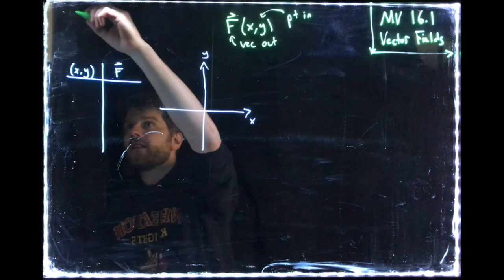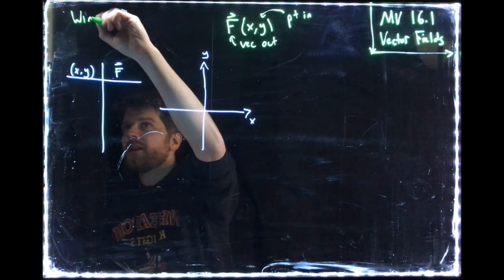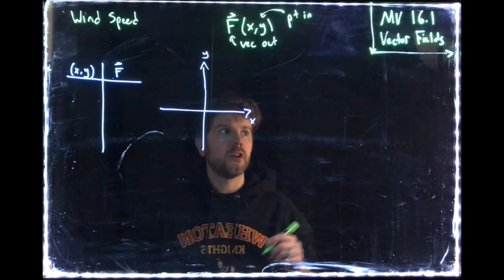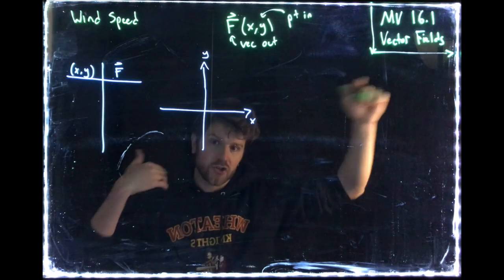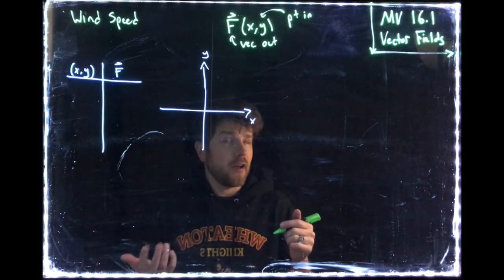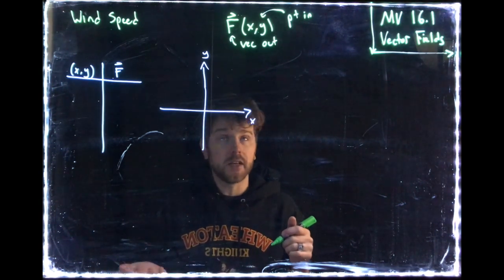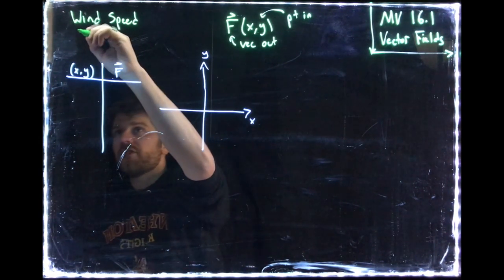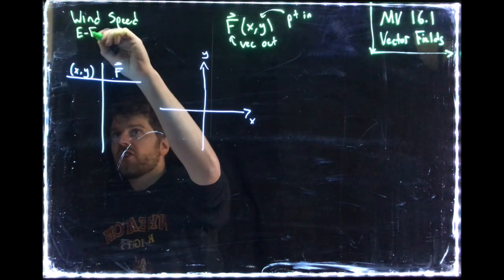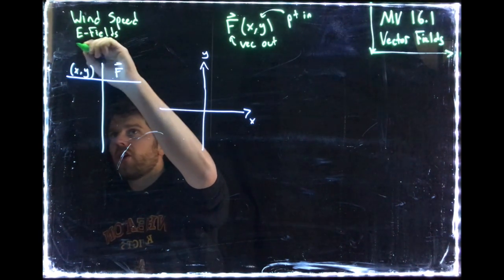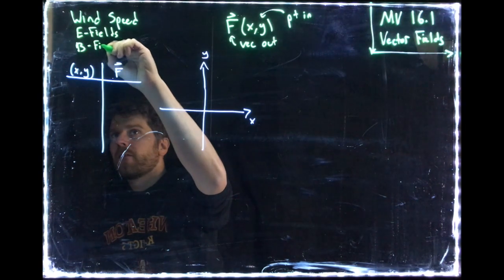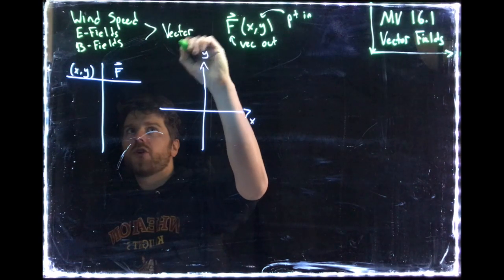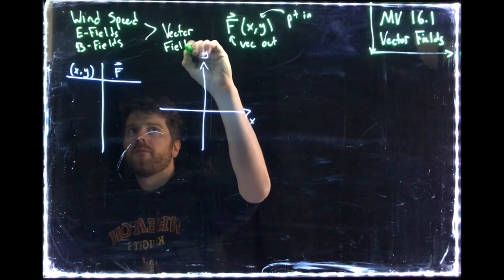You could imagine, think about what the wind speed at every point on Earth is. You're going to have a lot of vectors pointing in different directions of different magnitudes. But everywhere in the world, there is some wind speed, even if it's zero. And so we could assign a vector everywhere. Electric fields and magnetic fields, and gravitational fields, are also great examples of vector fields.